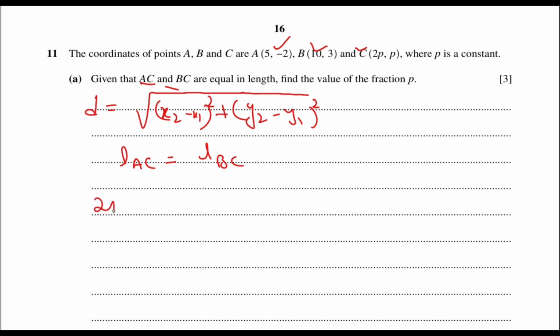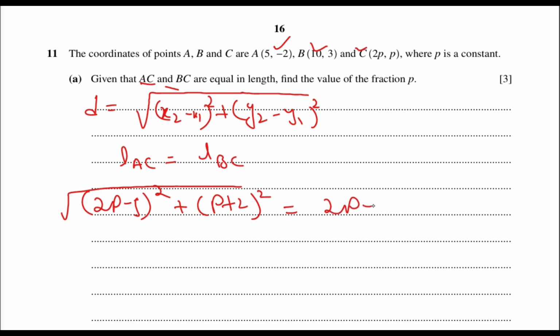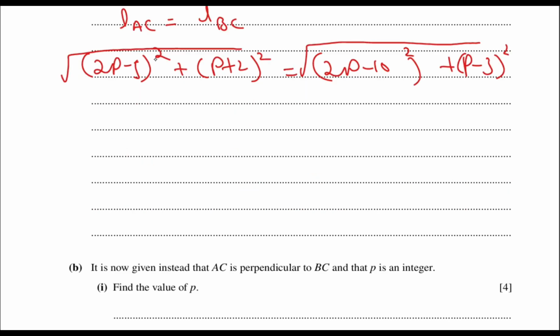So we will have 2p minus 5 squared, for the length of AC by using the formula, and 2p minus 10 squared plus p minus 3 squared. The square root will be cancelled out, so I am going one step further. Let's erase it out.